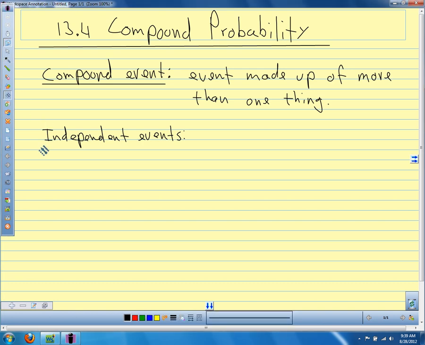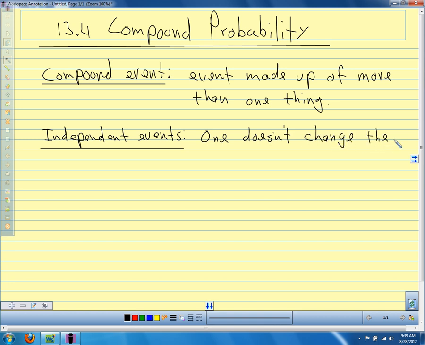And independent events, pretty much like they sound, one doesn't change the other. One doesn't affect the other. So an example of independent events would be the one that I talked about before, rolling a 6 on a die and picking a king from a deck of cards. Rolling the 6 doesn't change my pick from the deck of cards at all.